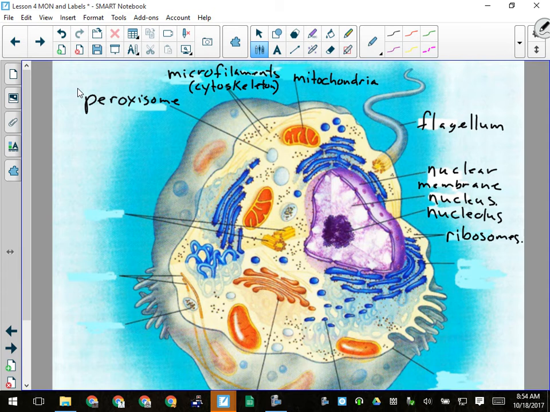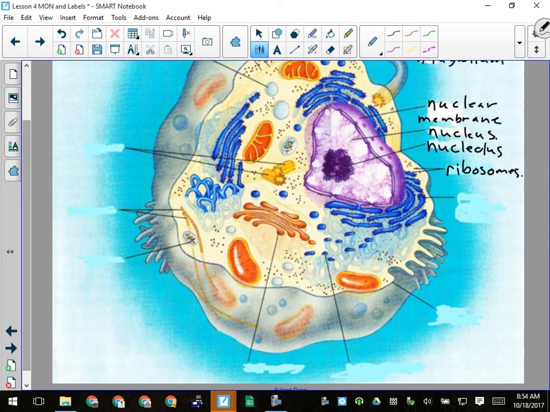All right, down below that, the blue stuff that's covered with ribosomes is called the rough endoplasmic reticulum. You will be relieved to know that I will accept rough ER as the name for that. ER will stand for endoplasmic reticulum, not emergency room.